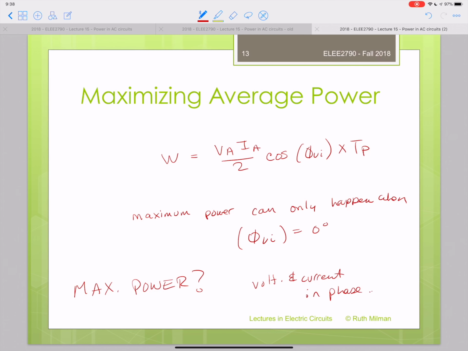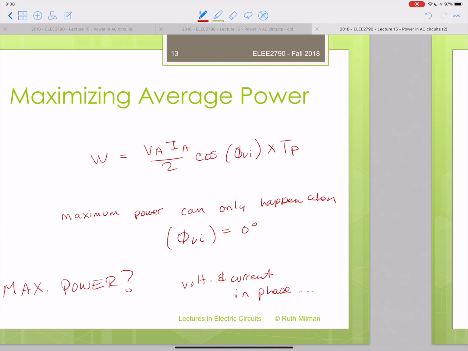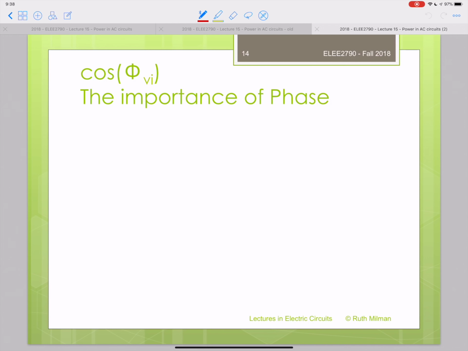So you'll notice that there were a lot of questions previously in the AC work on when something is in phase. We considered the resonant frequency. We talked about all those important things. Well, the reason they're so important is because when we have maximum power, that only occurs when things are in phase. So let's talk about this cosine of our phase shift for a minute.